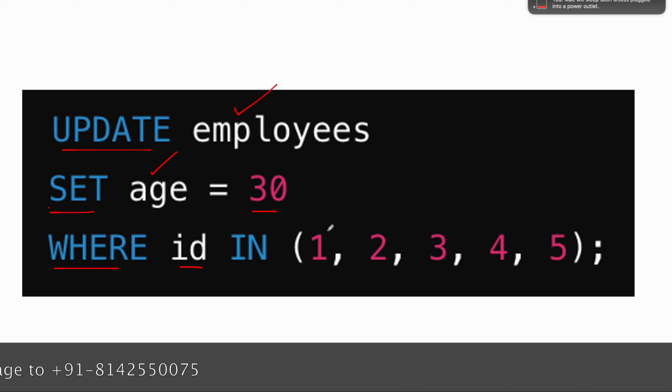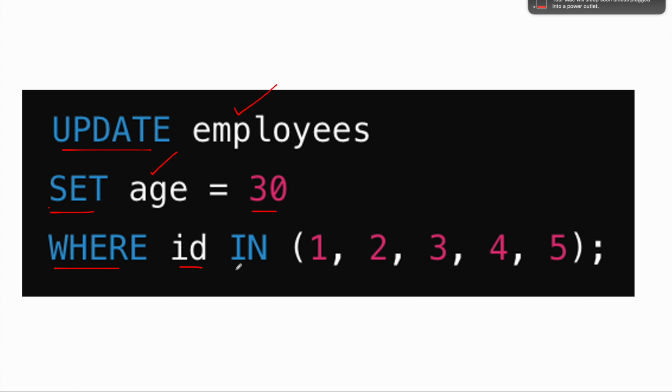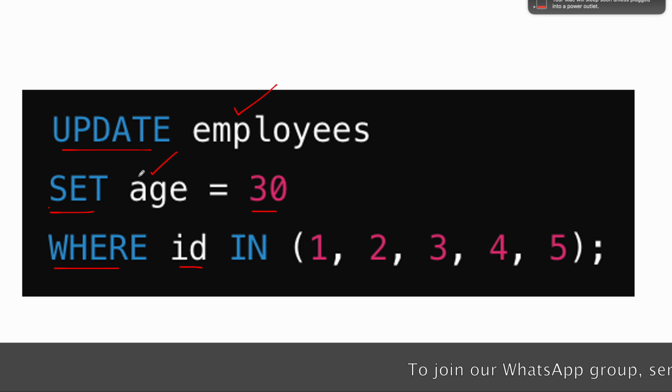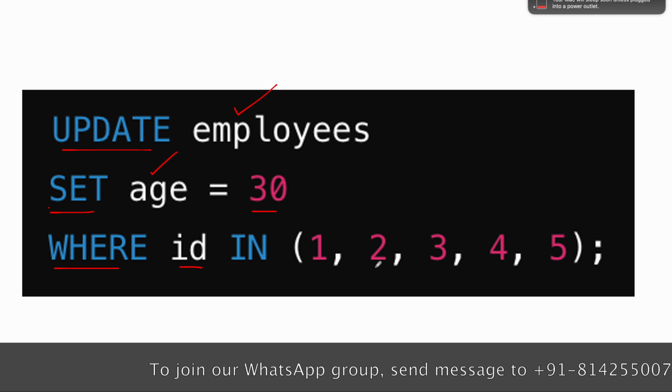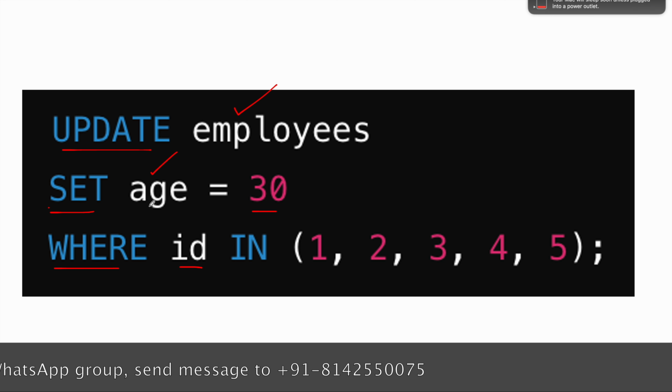So once you run this query, as in the previous step we have added a new column age. When you create a new column, there won't be any data present in that column. So once you set age equal to 30 where id in 1 2 3 4 5, all the records in the table are updated with the value 30.